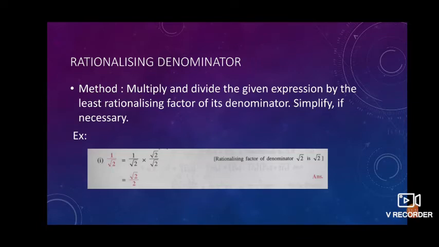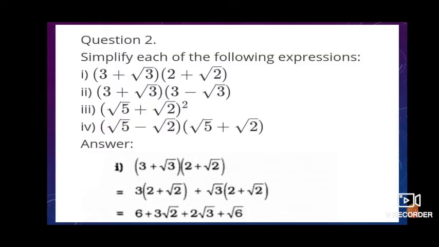In the denominator, root 2 into root 2, the roots will get cancelled. The denominator is 2, where we are rationalizing the denominator. Now we will see a few more sums based on that. Simplify each of the following expressions, children.